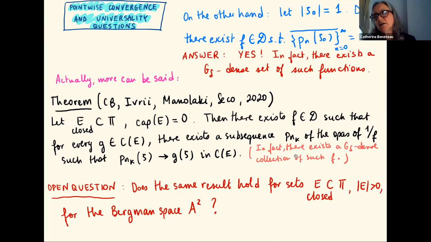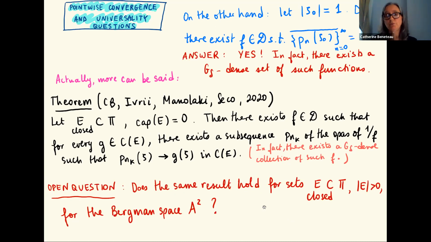And in fact, there are many, many, many such f's. Okay, so this is a kind of universality result. People refer to this f sometimes, this is a very particular kind of universality. So this f sometimes is called a universal function for this set of continuous functions. A similar result holds for the Hardy space, where this is measure 0 instead of capacity 0.